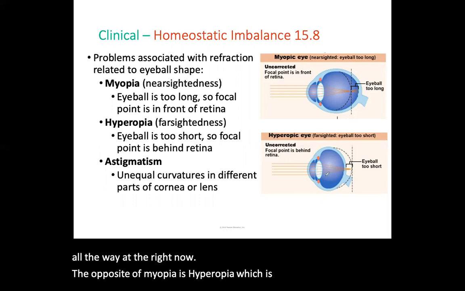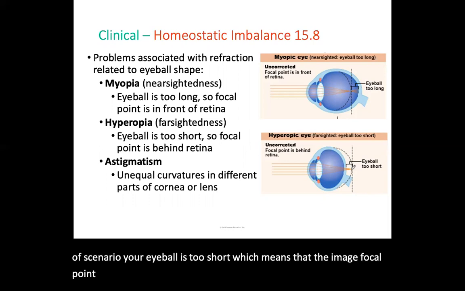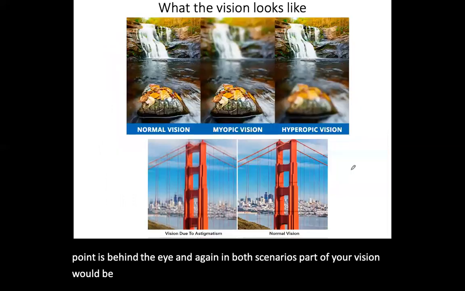In this kind of scenario, your eyeball is too short, which means that the image focal point is behind the eye. And again, in both scenarios, part of your vision would be blurred. So what does that look like?